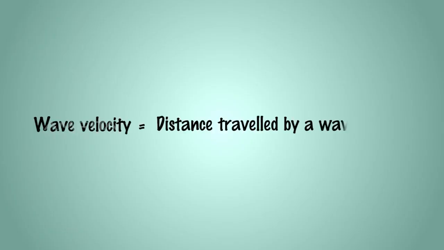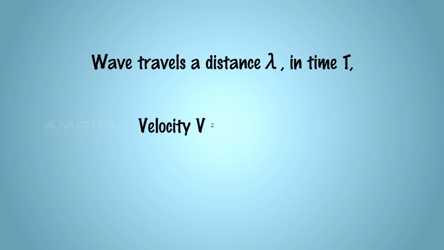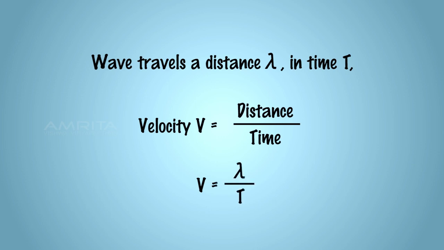Principle: wave velocity is the distance travelled by a wave per second. When the wave travels a distance lambda in time t, its velocity v is distance by time. That is, v is equal to lambda by t.